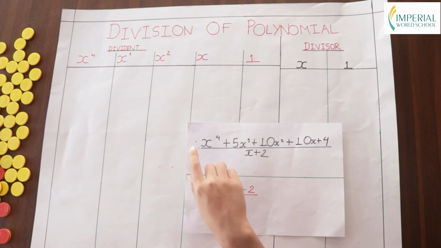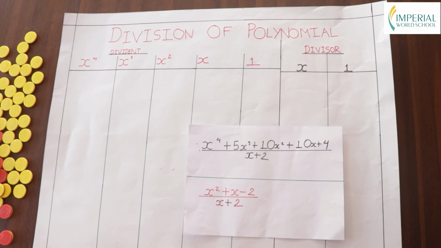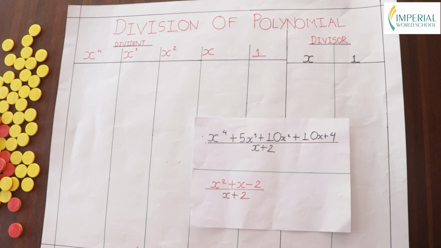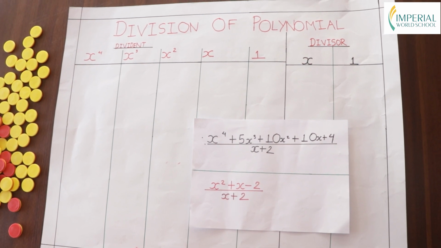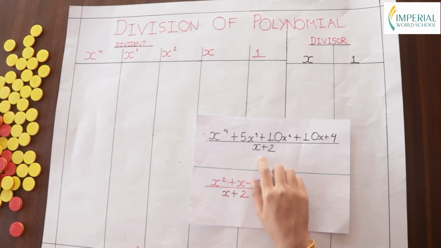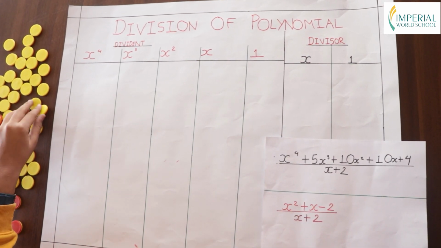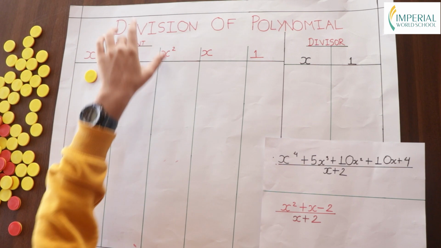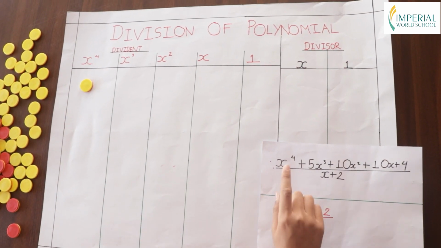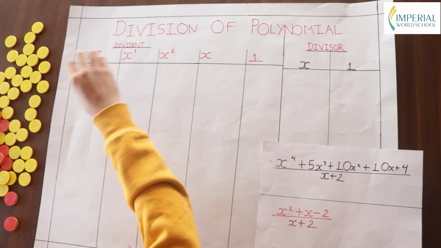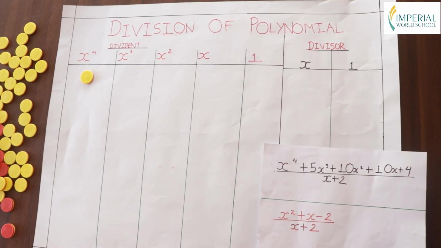Now I'm going to solve the first question, which is x to the power 4 plus 5x cube plus 10x square plus 10x plus 4 divided by x plus 2. Now I have these counters to place in these sections. As you can see, I have 1 x to the power 4, so I'll be placing one positive plus 1 counter.